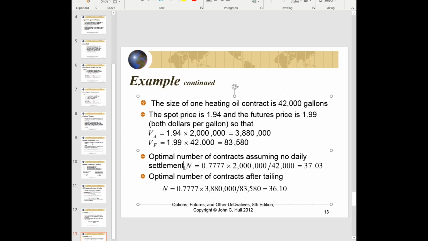So this part here is this value here, 37, if what we are using is a forward contract with no daily settlement. If we are using a futures contract with daily settlement, this would be the number. As I said, the numbers are not that different, so it's just a minor adjustment.